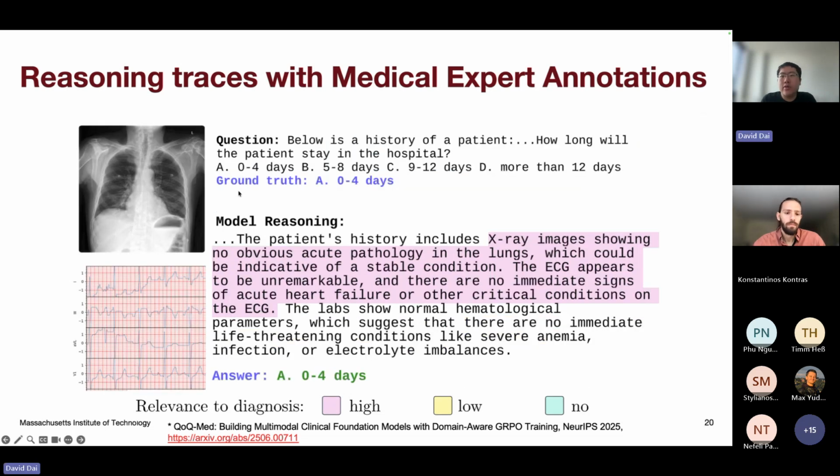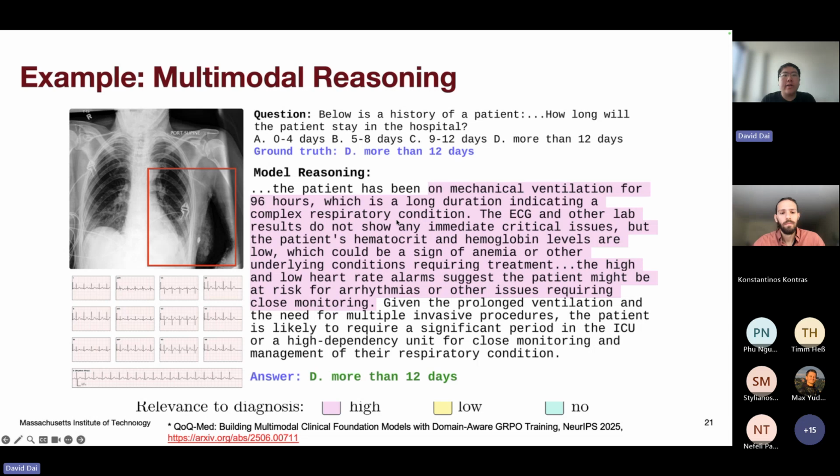Here's another example where the model reasons across X-ray images to make a correct prediction that the patient will only stay in the hospital for less than 4 days. And here's another similar example. You can see that the model can not only refer to the issues in the ECG and X-ray, but also refer to the electronic health record, to conclude that the patient will likely stay in the hospital for a longer period of time.